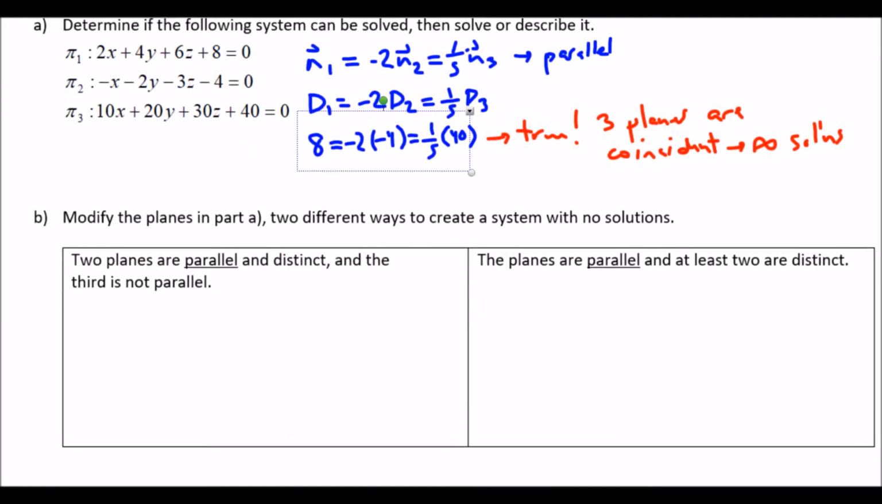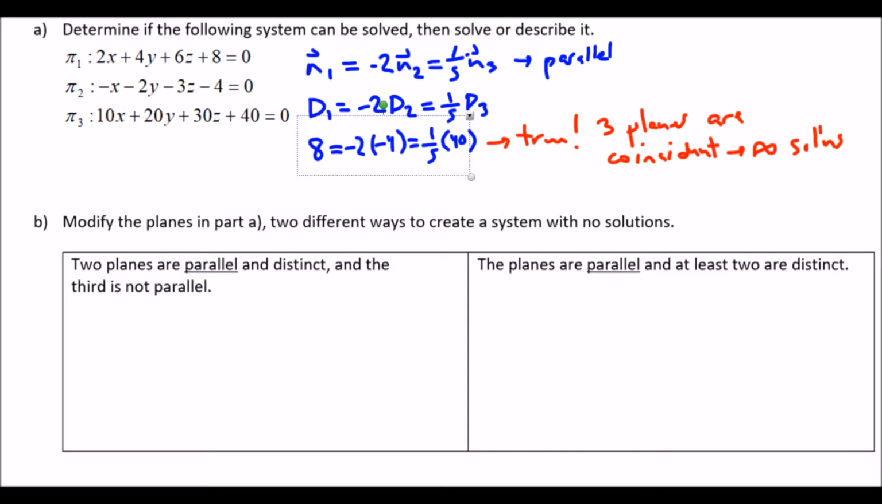So here we go. The first one says this: 2 planes are parallel and distinct, and the third is not parallel. So I'm going to keep plane 1 as is. Plane 2, however, I want to make distinct, so I'm going to keep it as negative x minus 2y minus 3z, and here I'm just going to change the d value. It was minus 4, I'm going to change it to minus 5 equals 0. Now these are distinct because the normals work, n1 is equal to negative 2 n2. However, d1 is not equal to negative 2 d2. So these are distinct now.